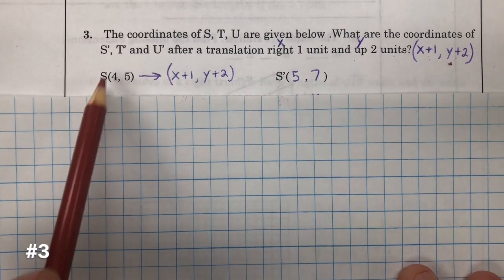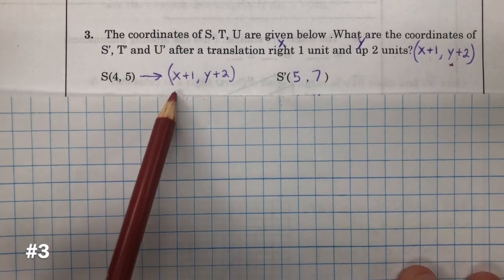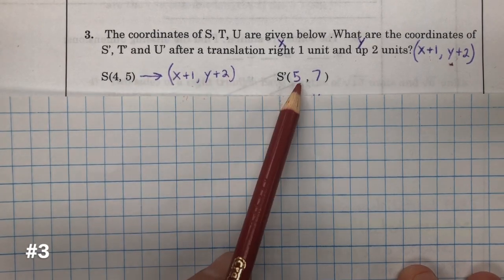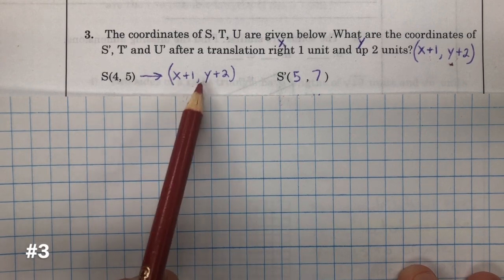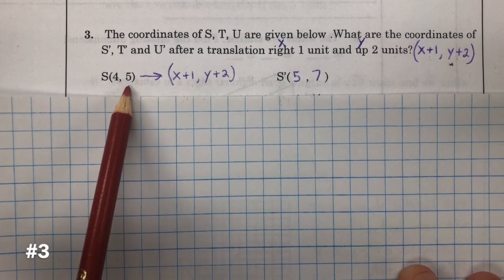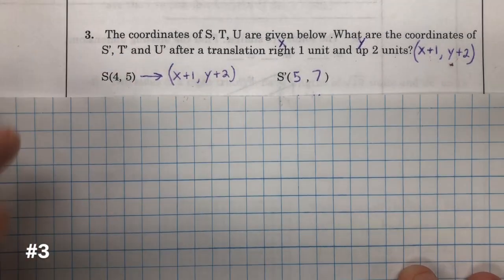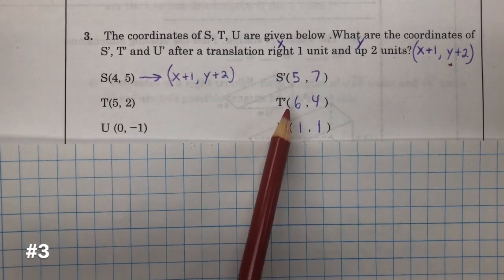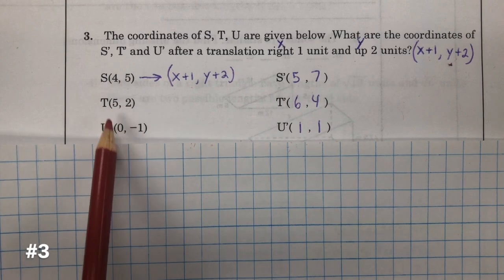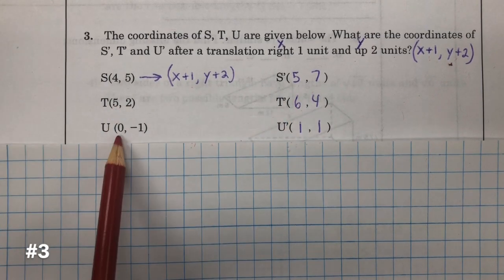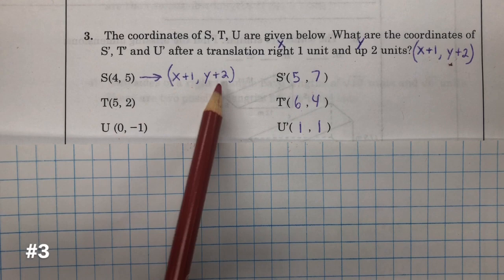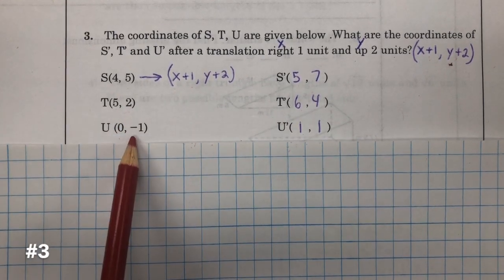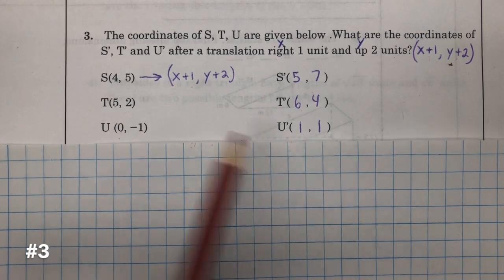So here we have S, and the rule is x plus 1, so 4 plus 1 is 5, and the rule for y is y plus 2, so 5 plus 2 is 7. And we're just going to add 1 to each of the x values. 5 plus 1 is 6, 0 plus 1 is 1. Add 2 to the y values. 2 plus 2 is 4. -1 plus 2 is 1.